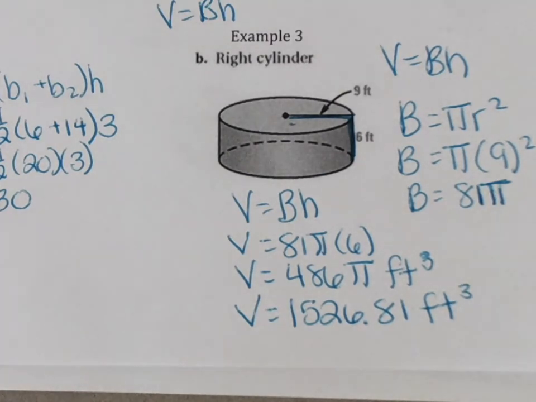Your classwork today is finding the volume of cubes, prisms, and cylinders. So just remember, you have to find the area of the base and then multiply it times the height of whatever your figure is, whatever your actual solid and shape is.